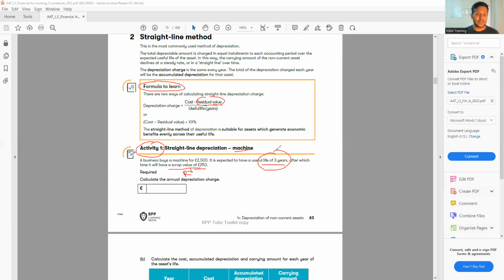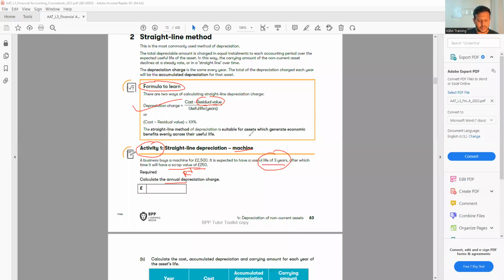So calculate the annual depreciation charge. How much is the depreciation? You have to use this formula because it's not with the percentage. So cost minus residual value divided by useful life. Let's try this one together, and we'll see how it works.